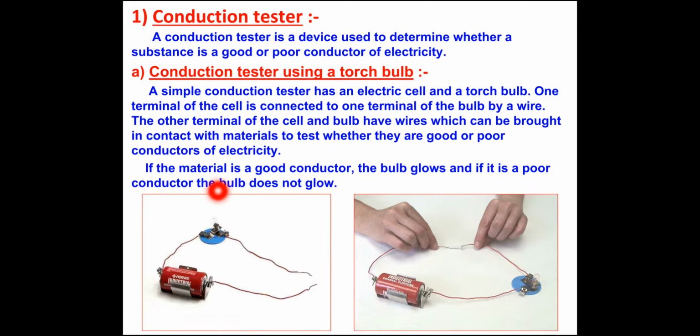So if you see, this is the conduction tester, and what you have to do for making it. Now we should know what is the use of this conduction tester. Here it is given: the conduction tester is a device used to determine whether a substance is a good conductor or poor conductor of electricity. So this conduction tester will help us to check whether the given substance is a good conductor or a poor conductor of electricity. So how can we make this conduction tester?